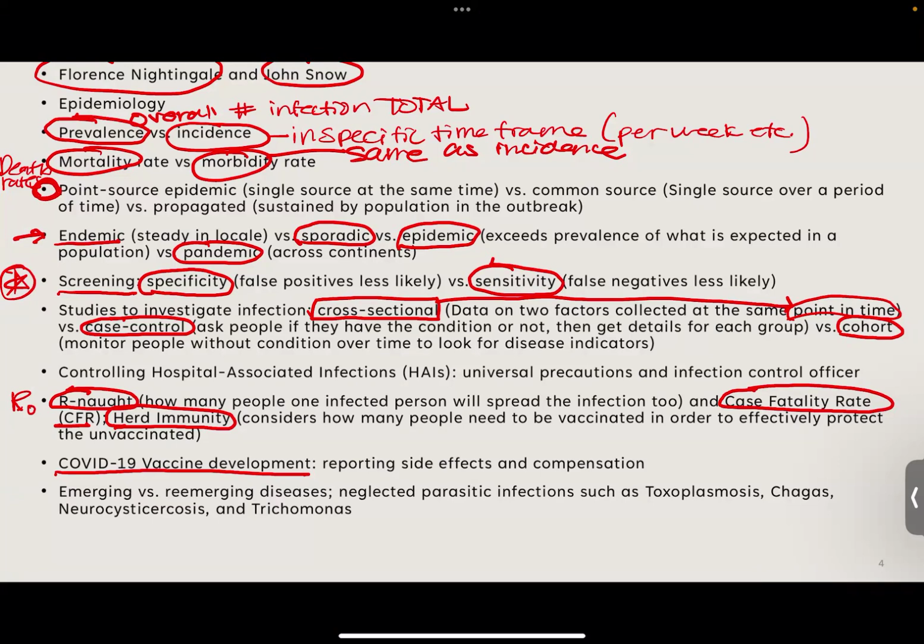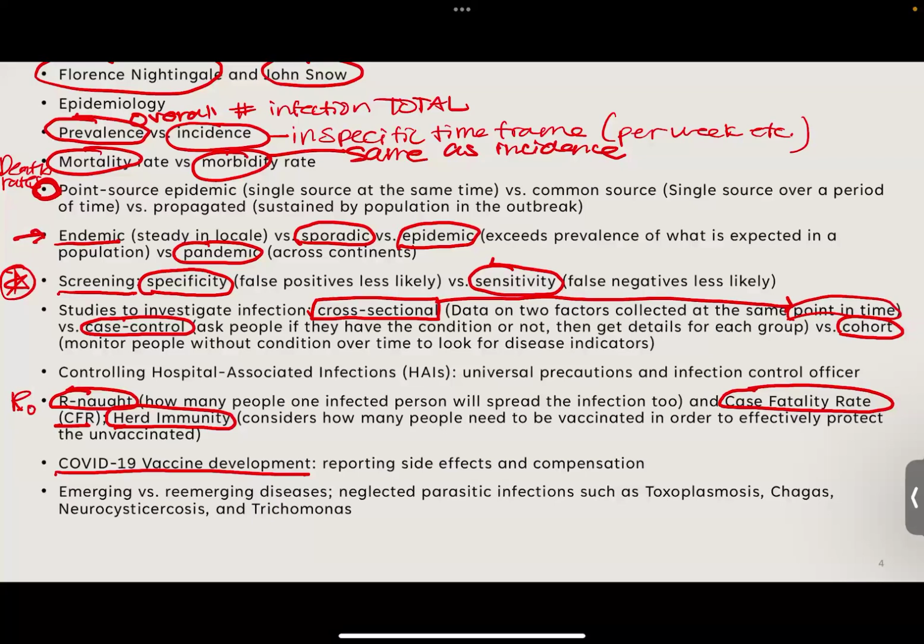So anyway, there are government resources available where people who got the COVID vaccines can report side effects and potentially even get compensation. And there are links available for that on the lecture slides.